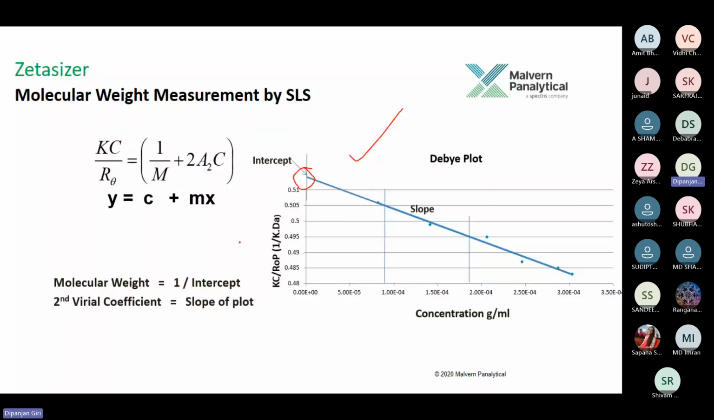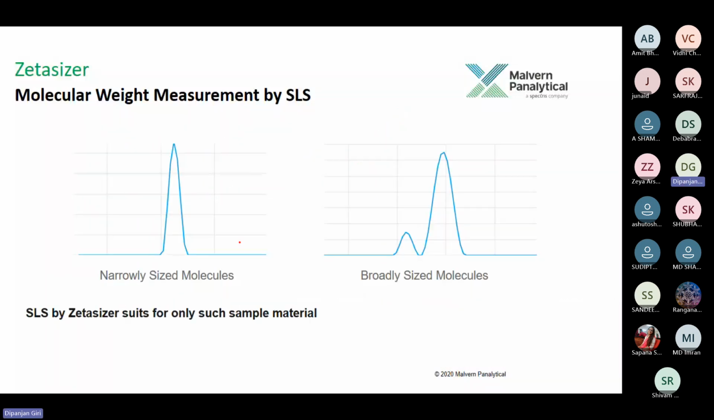So the technique provides a molecular weight for a very narrow distribution, because this technique will give you one single molecular weight, that is Mw. If you are familiar with polymer chemistry, you know that weight average molecular weight, number average molecular weight, Z average molecular weight, lots of types of molecular weight are present there, but with this technique you will get only Mw, a single number.